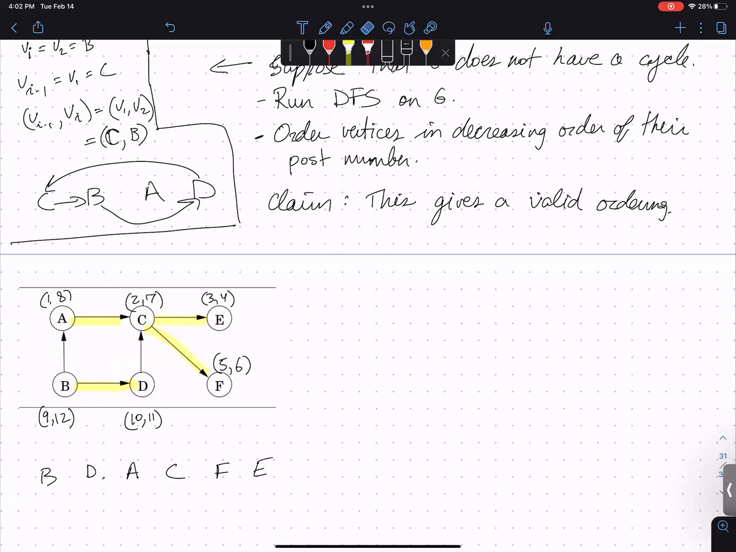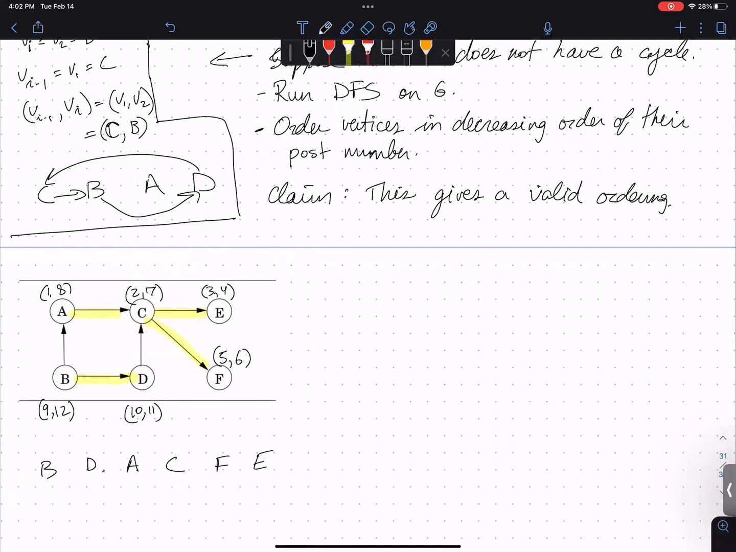this BC I'm going to delete because it was not part of the original DFS. So from B, I go to A. From B, I go to D. From D, I go to C. From A, I go to C. From C, I go to F and to E. 3, 4, 5, 6. Okay. So in this example, this is a linear ordering. All right. But let's prove why in general.